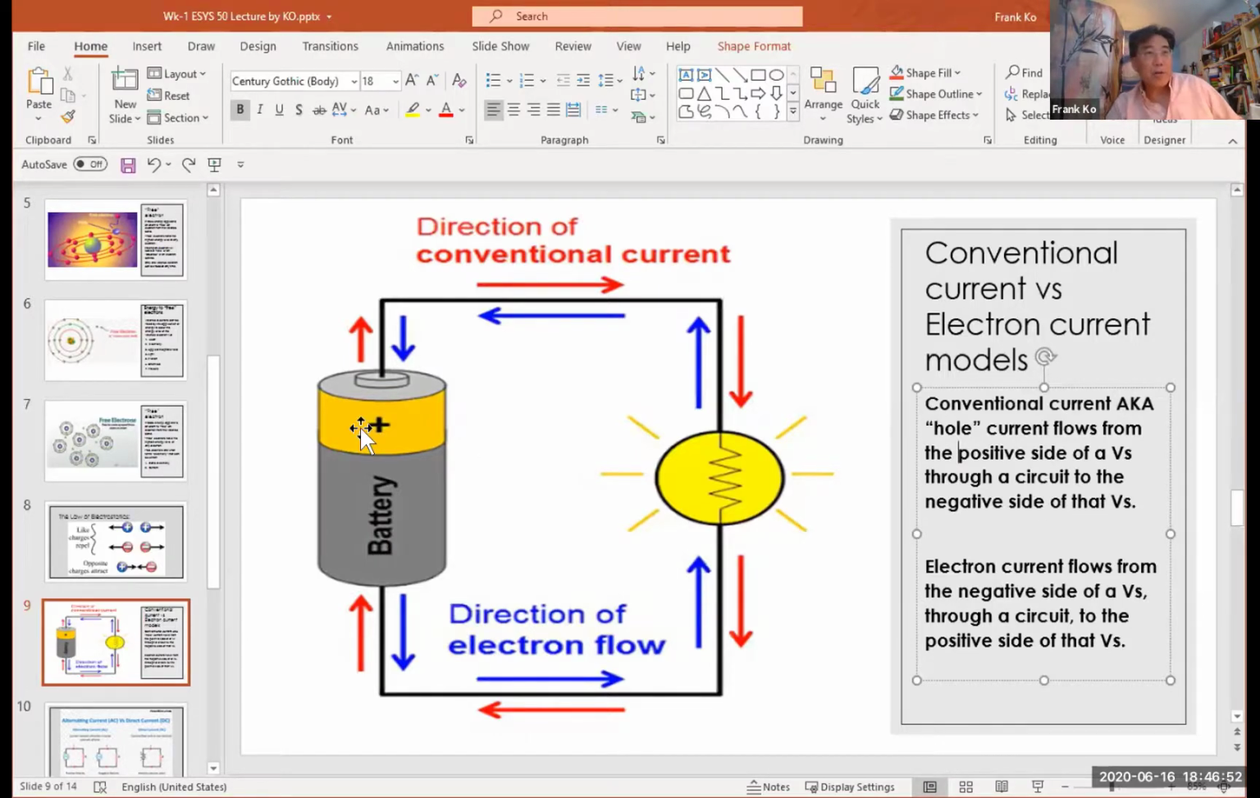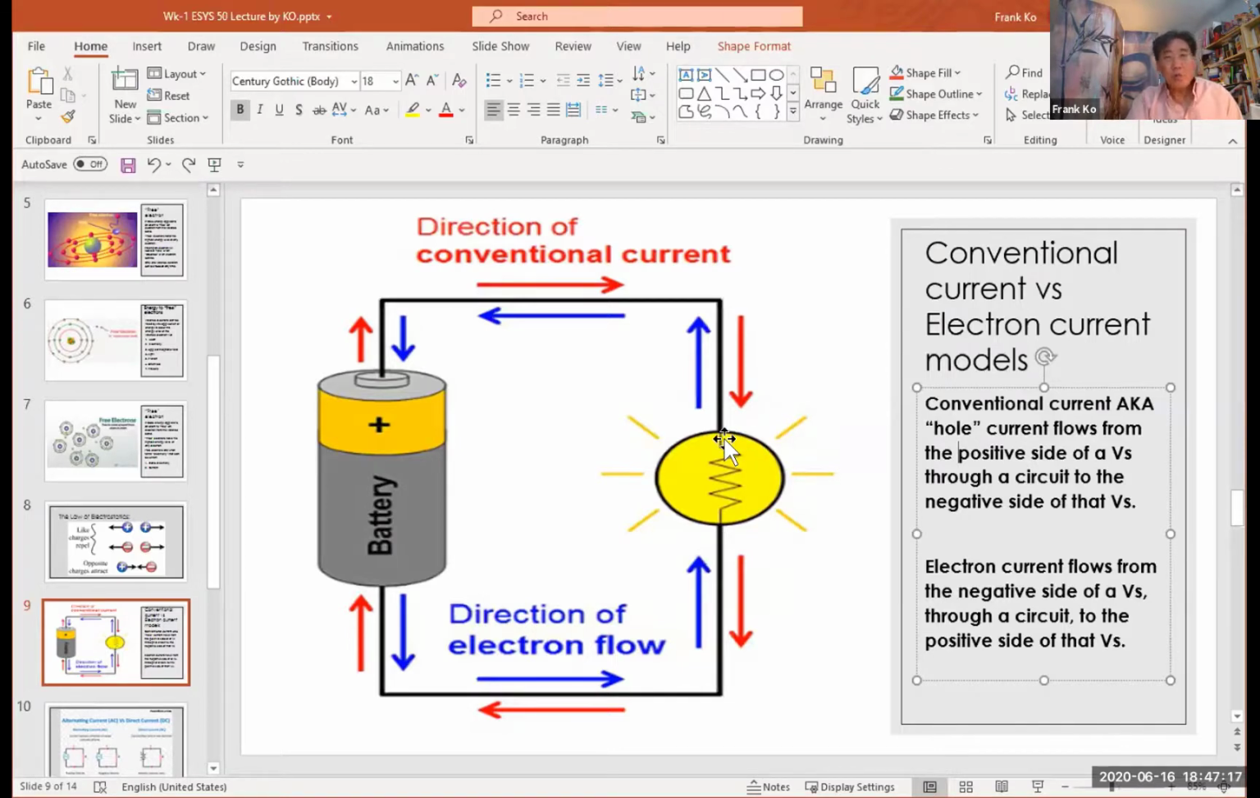Let's follow the picture. Conventional current is shown in red. And here's a battery, and the positive is on the post. And the red arrow shows the conventional current leaving the positive, going through the wire across the top to the right, down through this component, which could be a lamp, a resistor, something.